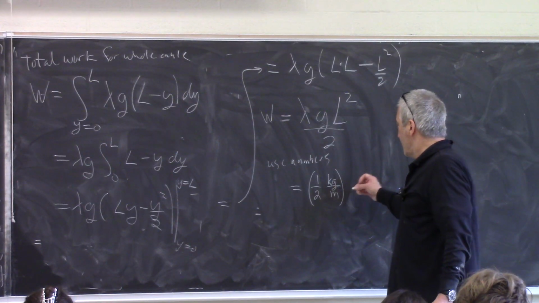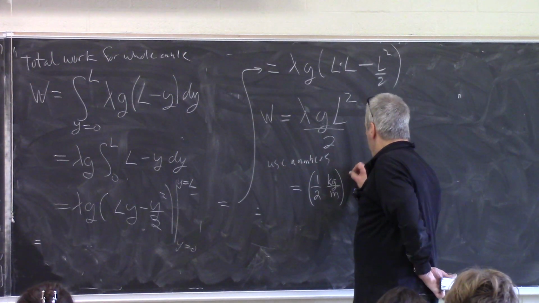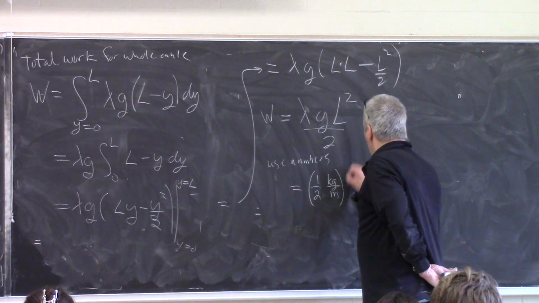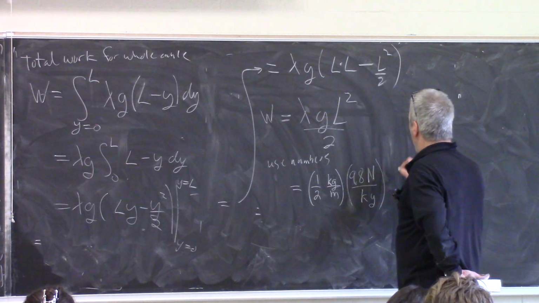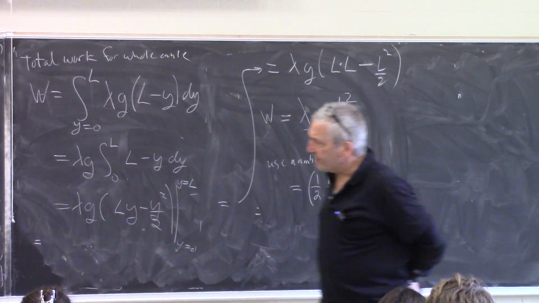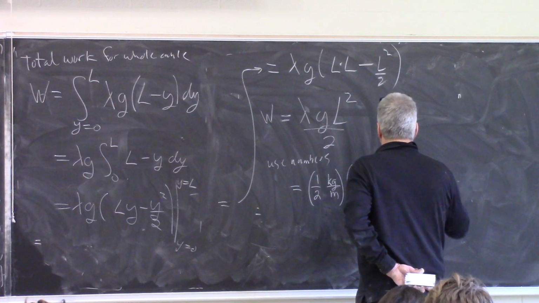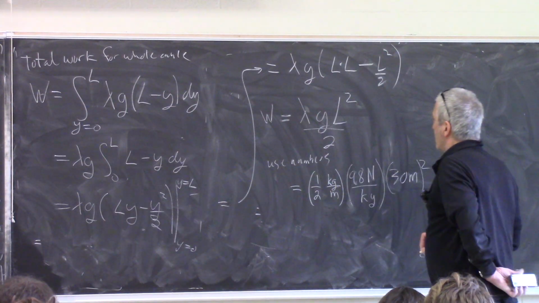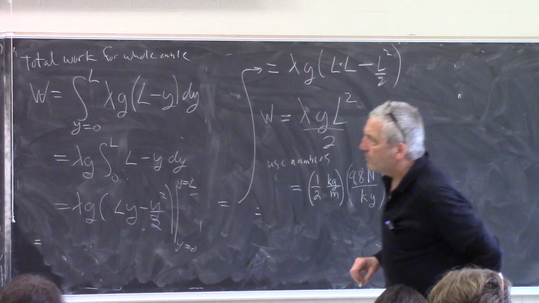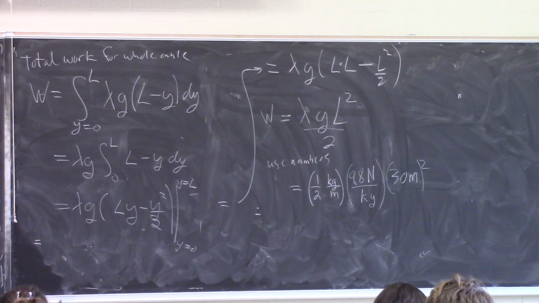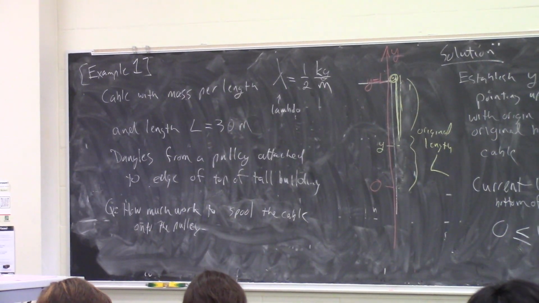So there's my lambda. My g is 9.8 newtons per kilogram. My L is, what did I say, 30 meters squared. It's just 3 meters, right? Oh, that should have said 30. I wouldn't want to have a cable that short. I'd feel cheated. Let's use 30, because it's a tall building, where it's like a paint bucket or something. And then there's another 2.